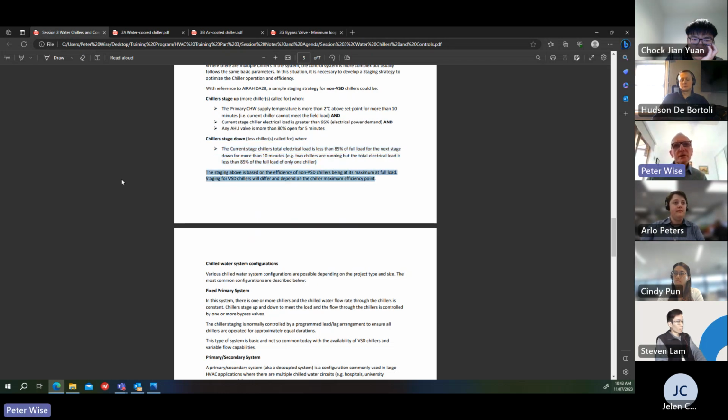Now this scenario was based on non-VSD chillers. There are details for VSD chillers as well. And again, they're more complicated because you'll find that some VSD chillers, such as magnetic bearing chillers, actually have peak efficiency less than 100%. So you need to take that into account as well. So you might run 2 chillers at 50% rather than 1 at 100%, if that makes sense. You'll find that might be a more energy efficient operating point than running 1 at 100%.